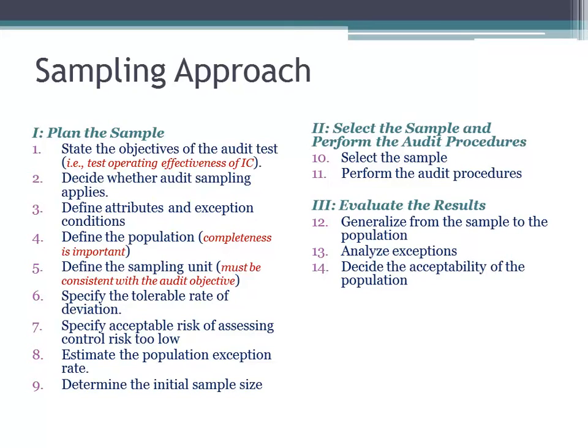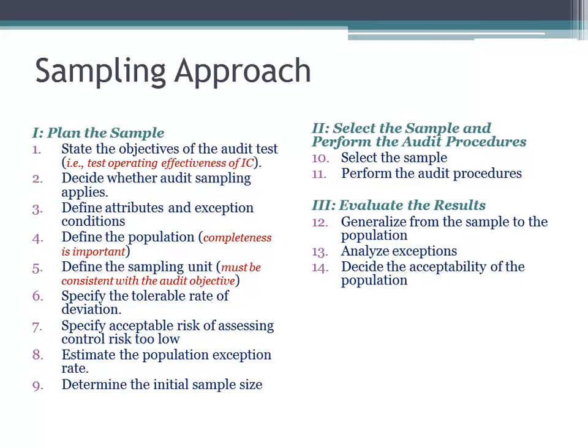And specify the acceptable risk of assessing control risk too low. Again, what are you willing to accept? What risk are you willing to accept that you have assessed internal control risk too low? Because if you've assessed internal control risk too low, that means you are over-relying. So what amount of risk are you willing to accept? Same thing as the tolerable deviation rate. And you'll see that there are tables. When we go through this, we'll talk about the tables. There are AICPA tables that usually use 5% and 10%. Estimate what the population exception rate is, right?